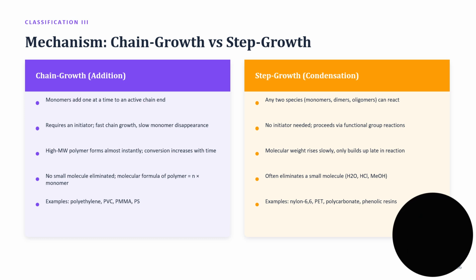Polymerization works like this. An initiator creates one reactive center and monomer adds one at a time, rapidly, to that single growing chain end. The result: high molecular weight polymer forms almost immediately. Even at low overall conversion, you either have long chains or you have unreacted monomers. There's very little in between.